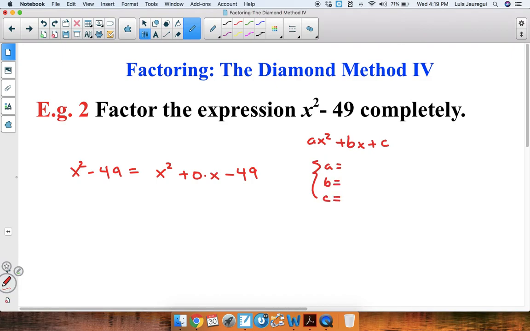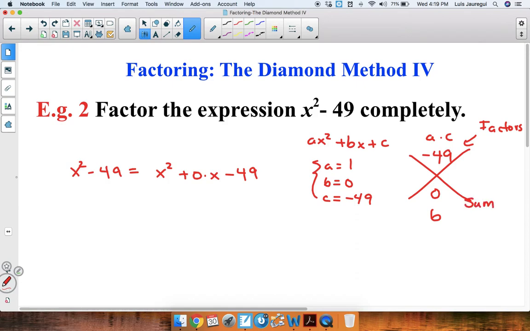In this particular case, the value for a is 1. There's an implicit 1 here, so we say a equals 1, b is equal to 0, and c is equal to negative 49. So now, using the diamond method, we multiply a times c, and we get the b here. And a times c is 1 times negative 49, which will give you negative 49, and your b is 0. So we're looking for factors of negative 49 that add up to 0.